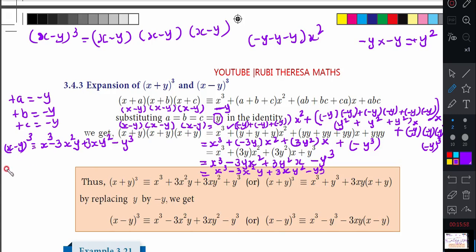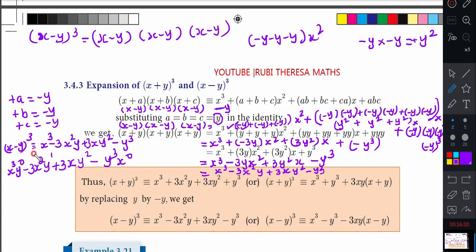Otherwise, I told you, you can write like this also. X cube y to the power of 0. Next one, since it is minus, alternate symbol, so plus 3, this is x cube. So, x squared, here y to the power of 0, so y to the power of 1. Alternate symbol, so plus 3x squared. This means x, this is y to the power of 1, y squared. Alternate symbol, so minus. What is it here? Y cube. Here, x to the power of 0.